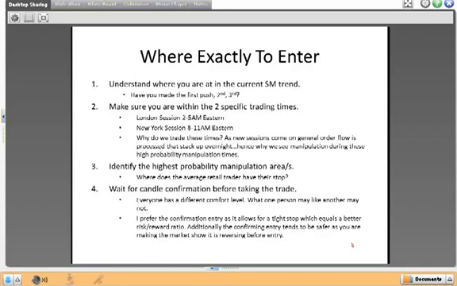Third point here, identify the highest probability manipulation areas. Now, one thing we don't have is access to orders, meaning we don't have access to where the true volume is sitting. One thing we do know is how retail traders generally trade, and how retail traders on average place their stops. Now, we're going to cover this again more fully in this section as well in the charts.